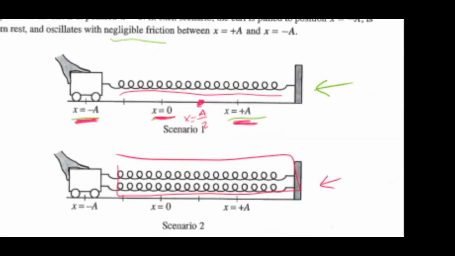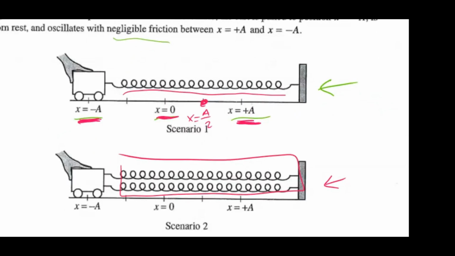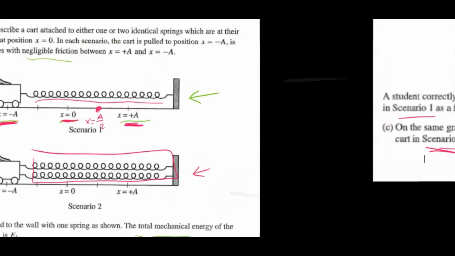Alright, so for this final example, it says the student correctly sketches a graph of the horizontal component of the net force that is exerted on the cart by the spring in scenario 1. So now it wants us to do the same thing except for the cart in scenario 2. If you look back at the diagrams here, the only thing that's really changing is adding that spring, and as we determined in the last question, adding that spring changed the total mechanical energy.